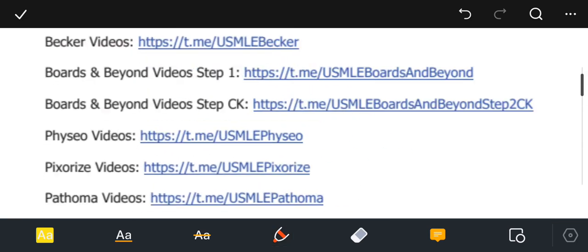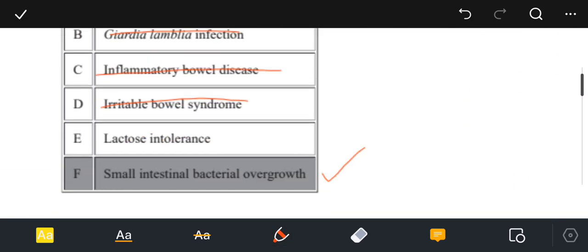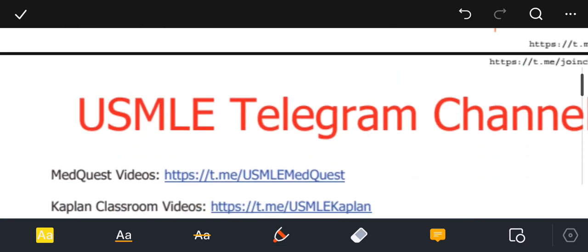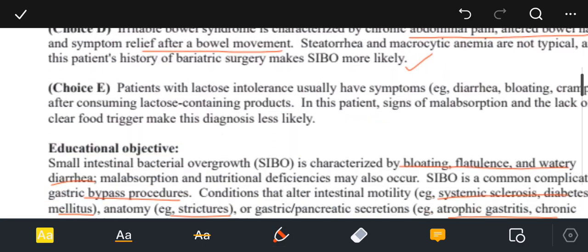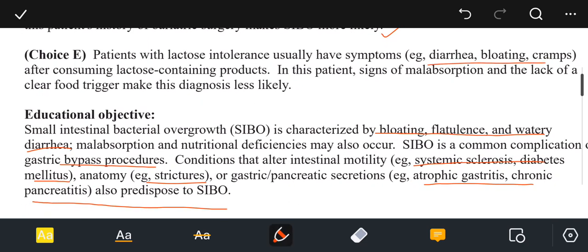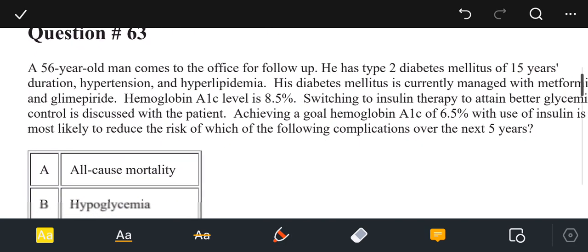Then we have choice Eta, all the way over here. Lactose intolerance. This is not the option of choice because patients with lactose intolerance usually have symptoms, for example, diarrhea, bloating, and cramps, after consuming lactose-containing products. In this patient, signs of malabsorption and the lack of a clear food trigger make the diagnosis less likely. The next question is question number 63.